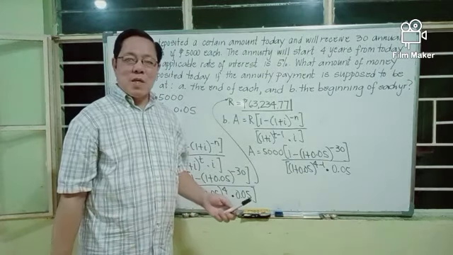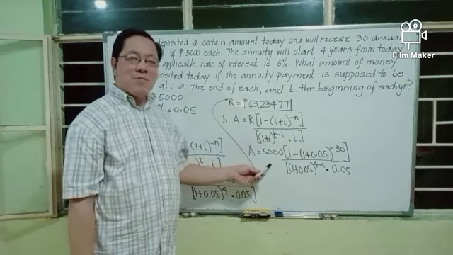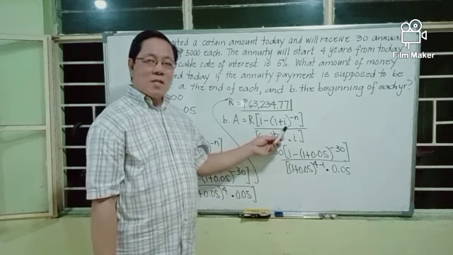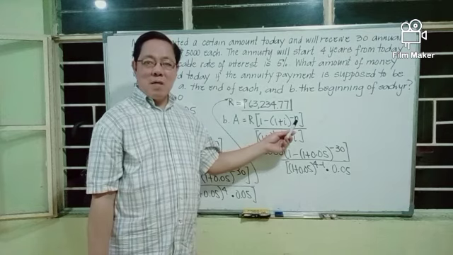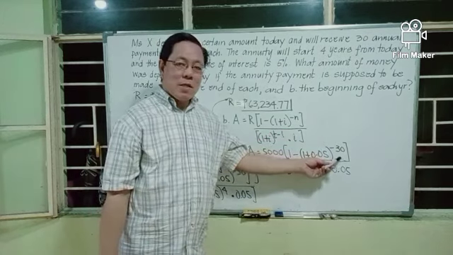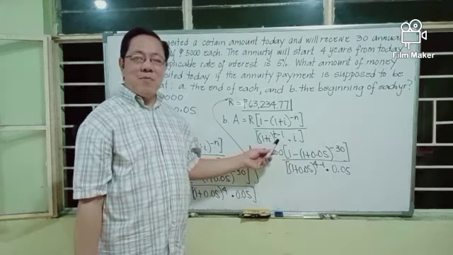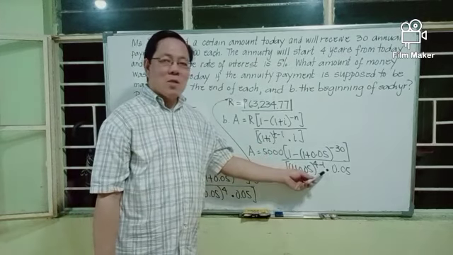We substitute the given information. Capital R is 5,000 pesos. Interest rate per year is 0.05. N is the number of payments, regular payments, 30. And T is the number of deferred payments, 4 minus 1.